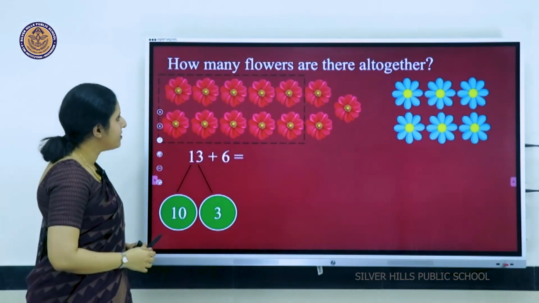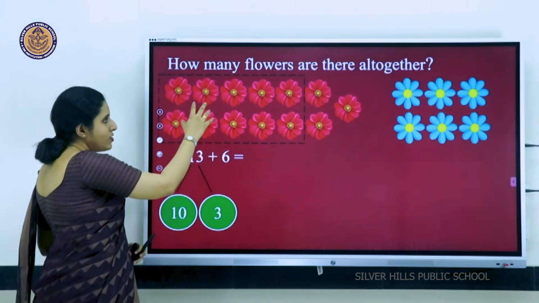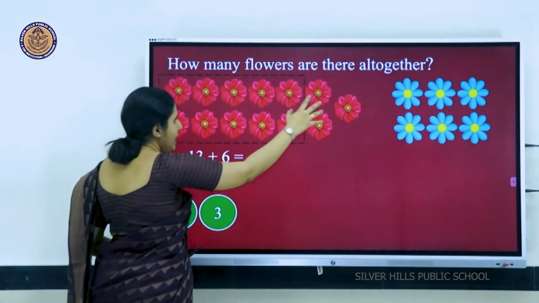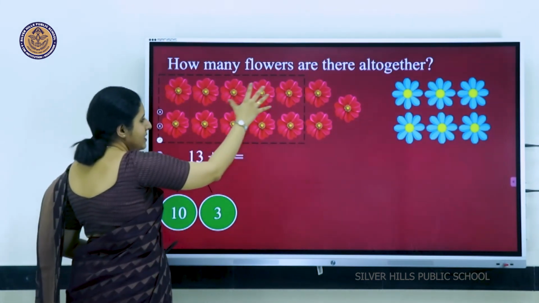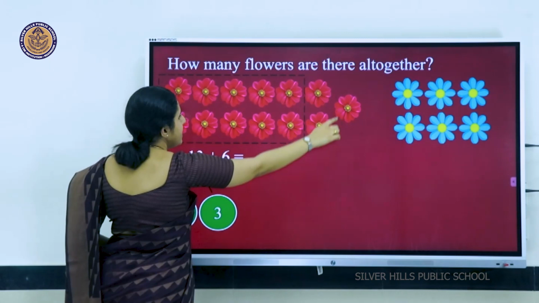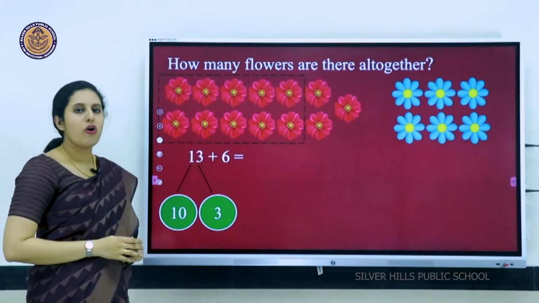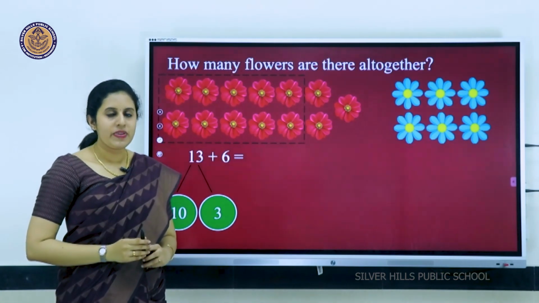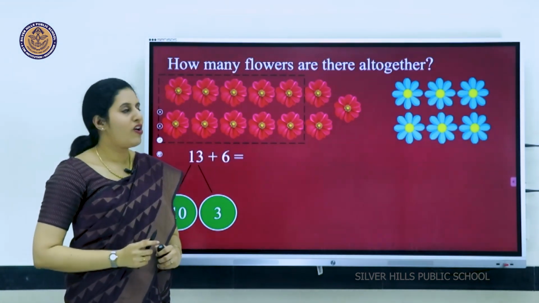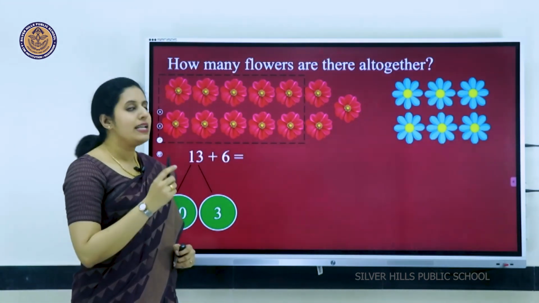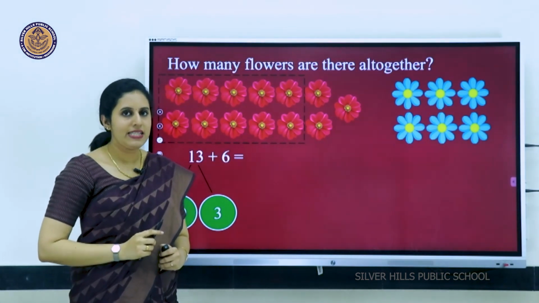So the red flowers have been made into 2 parts here. One is 10 and one is 3. 10 inside, 3 outside. So, the red flowers have been made into 2 parts of 10 and 3. Is the question over? No, it is not over. We are still going to find the final answer.